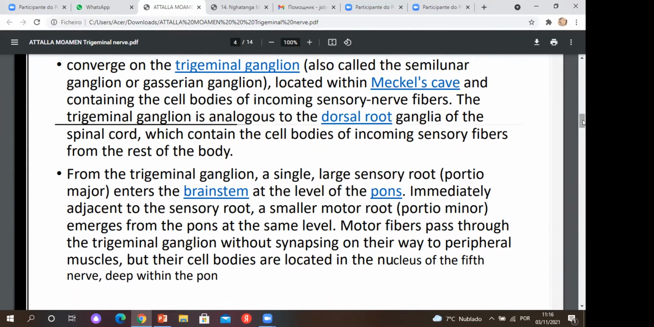From the trigeminal ganglion, a single large sensory root enters the brainstem at the level of the pons. Immediately adjacent to the sensory root, a smaller motor root emerges from the pons at the same level. Motor fibers pass through the trigeminal ganglion without synapsing on their way to the peripheral muscles, but their cell bodies are located in the nucleus of the fifth nerve, deep within the pons.